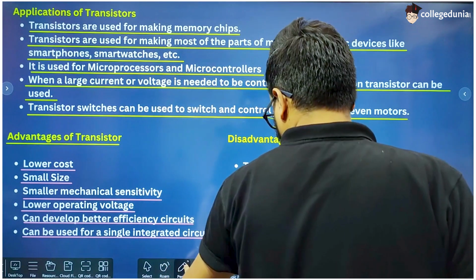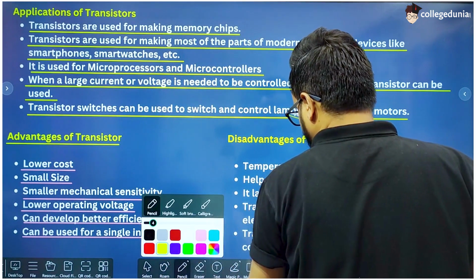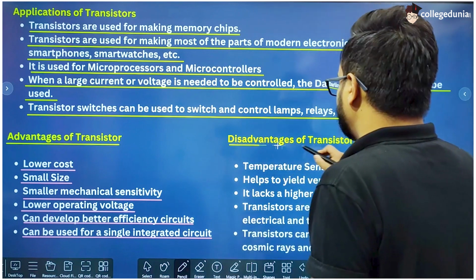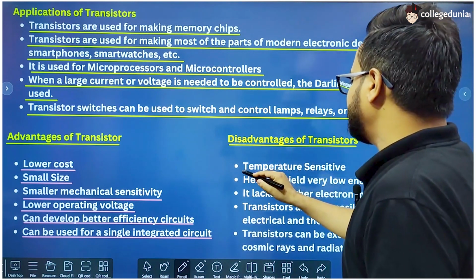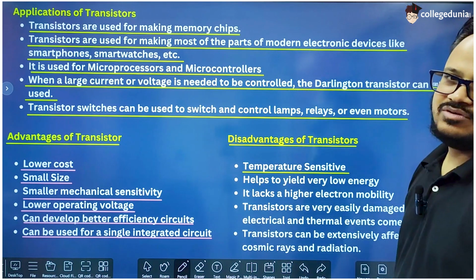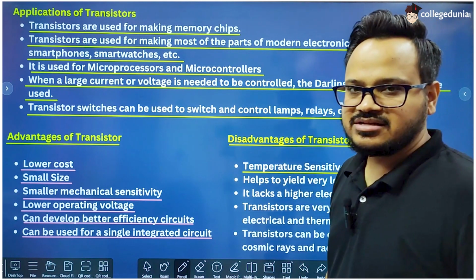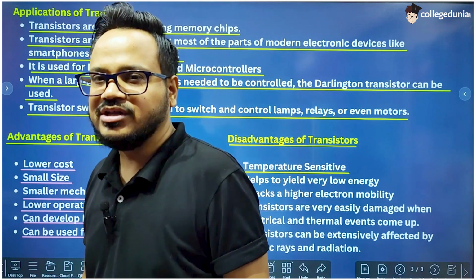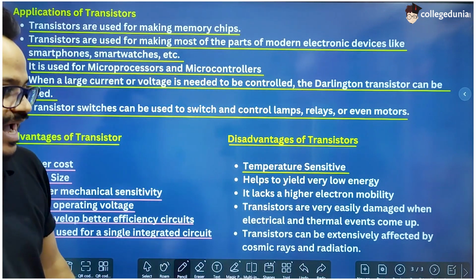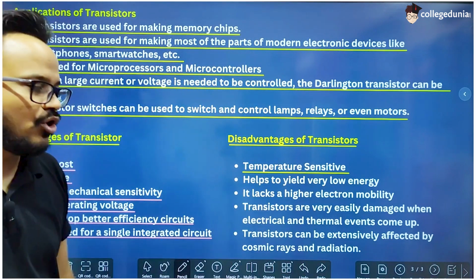Disadvantages of transistors. What are the disadvantages? Obviously there must be some disadvantages. Transistors are temperature sensitive. A small change in temperature can damage the transistors. That's why it is written on mobile phones that we should protect them from extra temperature changes like heat or cold.